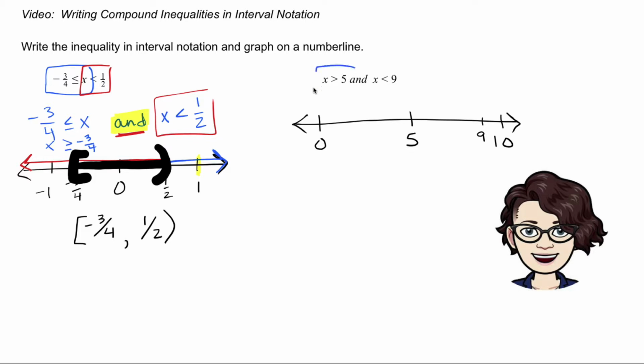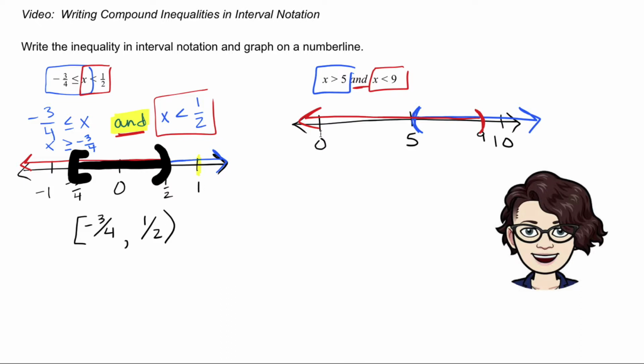So color code, x is greater than 5. Greater than 5, but not equal to 5, so we use our parentheses, and I'm going to go all the way this way. Let's look at x is less than 9. Not including 9, so we use parentheses. And what numbers are less than 9? All of these numbers. 0 is less than 9. But we need them to both be true because it's and. x has to be greater than 5 and less than 9.